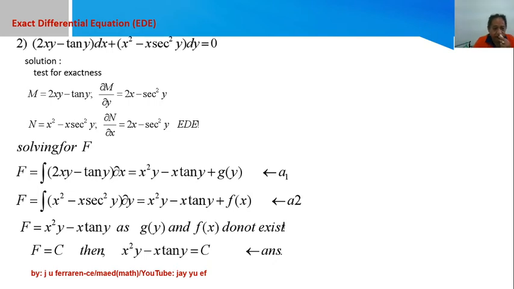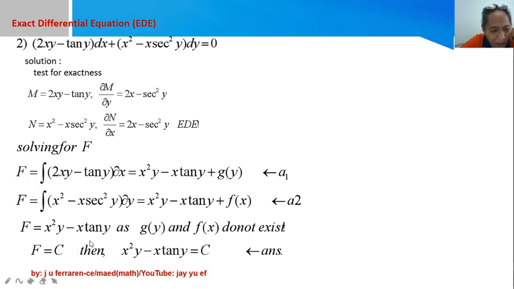You integrate with respect to what variable? Y. So x is constant. What is the integral of secant squared y dy? It's tangent y. So we have x tangent y as your secant term. Now, since x tangent y involves xy, those terms should be common on A1 and A2. We will be adding a known function in x. Then f will be equal to c.